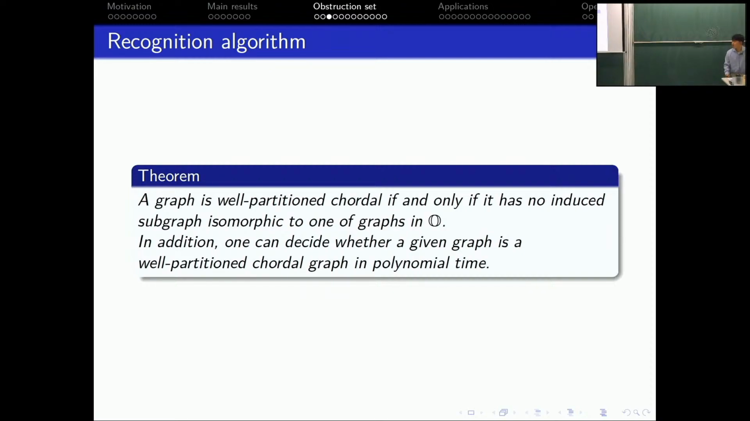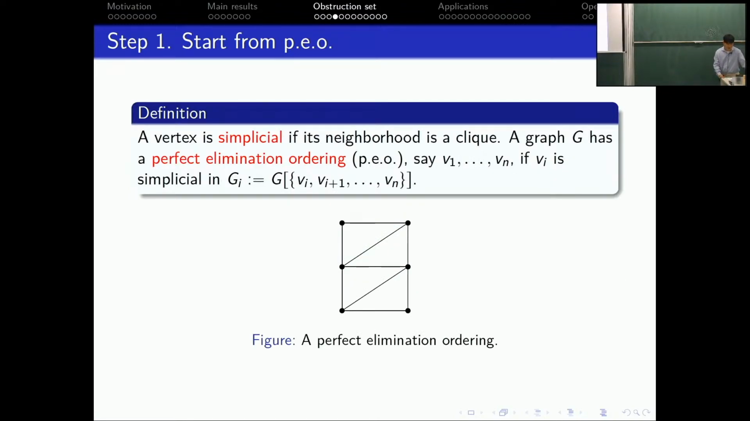And with these forbidden induced subgraphs, we can design a recognition algorithm. So we show that a graph is well-partitioned chordal if and only if it has no induced subgraph isomorphic to one of these graphs in O. And in addition, we can decide whether a given graph G is well-partitioned chordal or not in polynomial time. So basically, we have 3 steps. So the first step is starting from some vertex ordering. So remember that well-partitioned chordal graphs are, of course, chordal graphs. So if some graph is not chordal, then it means that it is not well-partitioned chordal, right? So we first try to decide whether the graph is chordal or not.